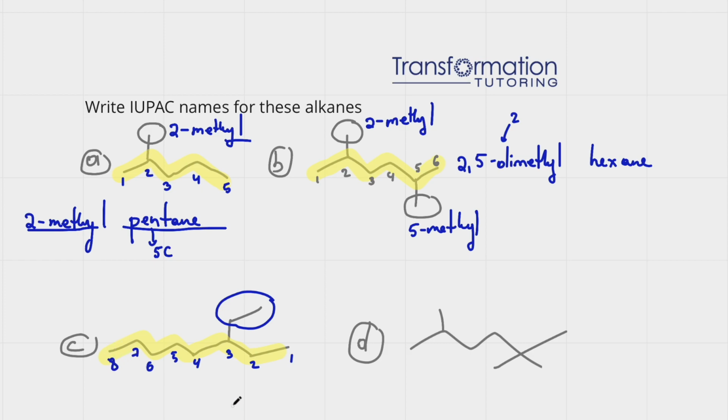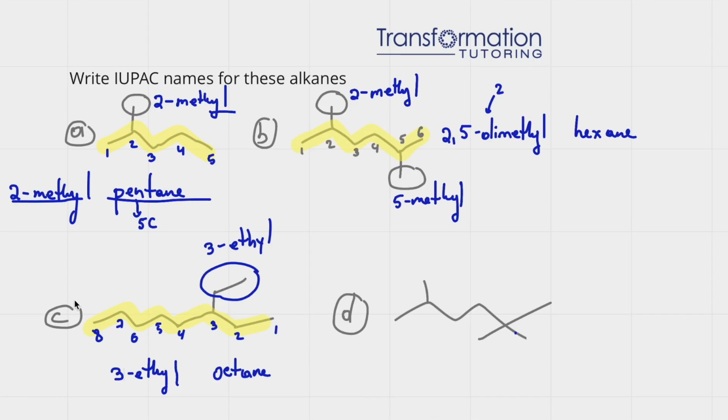8 is oct. The prefix for 8 carbons is oct. And because we know it's all single bonds, it's octane. Now, what is the name of the substituent? It's attached to carbon 3, so this is 3. And there are 2 carbons here. The prefix for 2 carbons is eth. And since it's a substituent, we have to end it in -yl. 3-ethyl. 3-ethyloctane. And now let's go to part D.